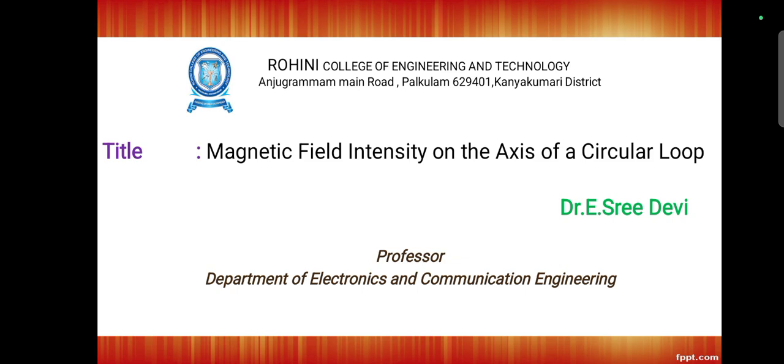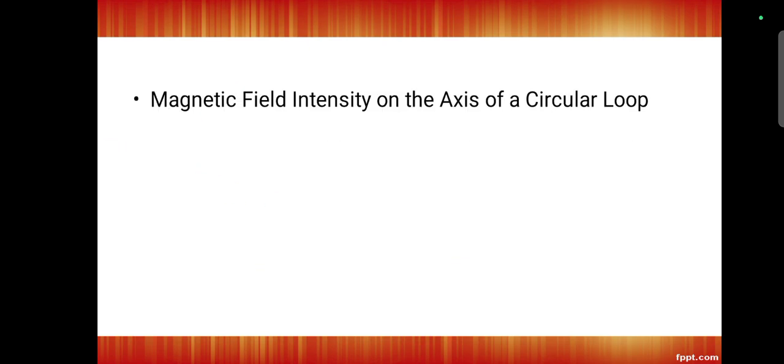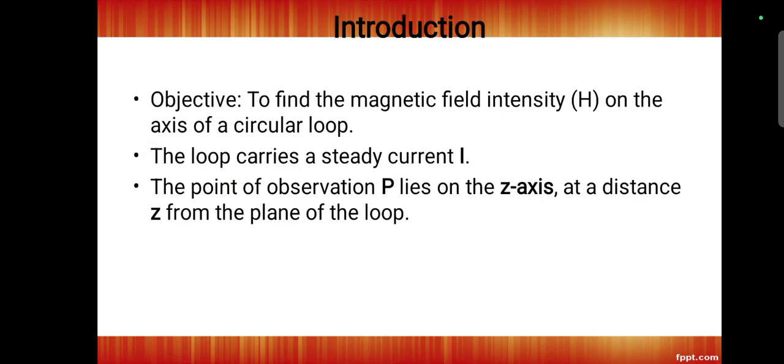In this video, we are going to study the magnetic field intensity due to the axis of a circular loop. On completion of this module, the learners will be able to understand the magnetic field intensity on the axis of a circular loop. First, we are going to calculate what H is on the axis of a circular loop.